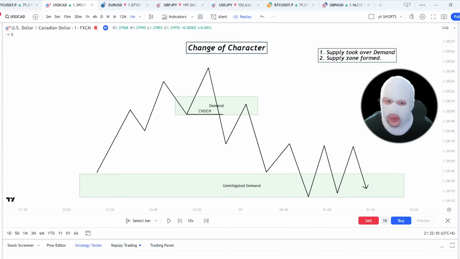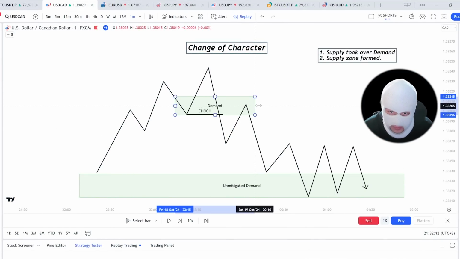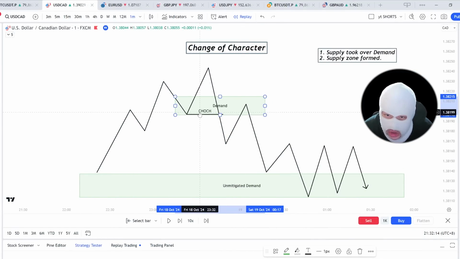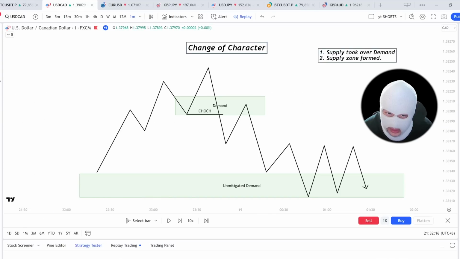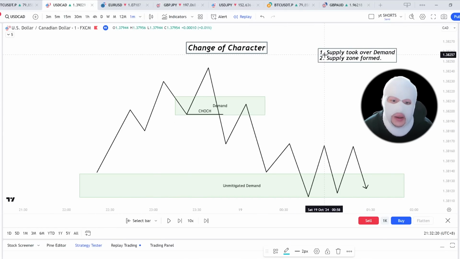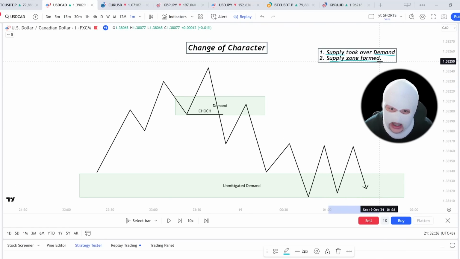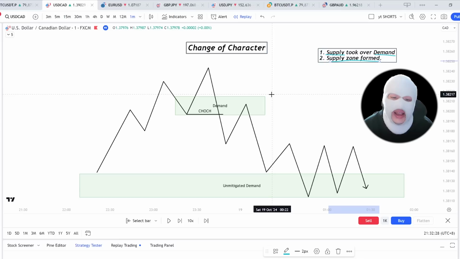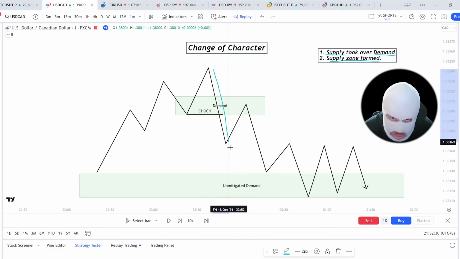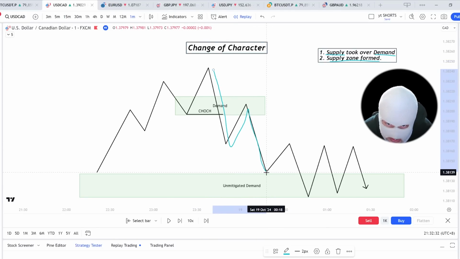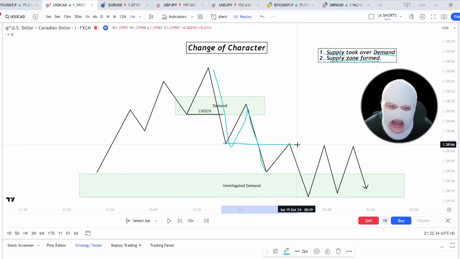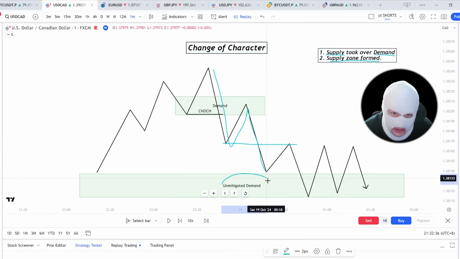However, if price breaks below a demand area, this is called a change of character, and it indicates two things. Number one, supply has taken control over demand. And number two, a supply zone has been established. Price then continues to move downwards, forming supply zones until it reaches the next unmitigated demand area.